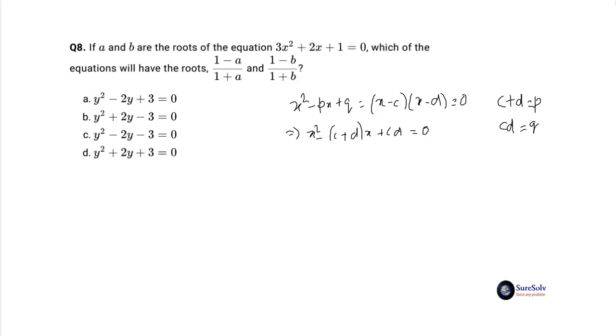This is the main concept to be used in two stages to solve this problem. First, we normalize the given quadratic equation 3x squared plus 2x plus 1 to convert the coefficient of x squared to 1 by dividing through by 3, with the result x squared plus 2 by 3 x plus 1 by 3 equal to 0. So sum and product of the roots A and B are A plus B equal to minus 2 by 3 and AB equal to 1 by 3.